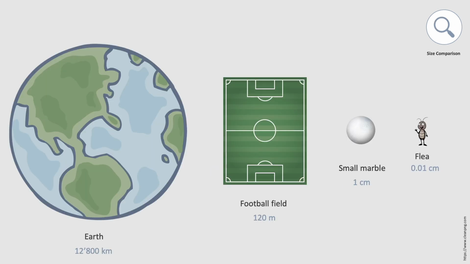This will help you understand how small an atom and all its subatomic particles truly are. Let's take an atom and blow it up to the size of our Earth. That means our atom would now have a diameter of 12,800 kilometers. In comparison, the nucleus's diameter would be the length of a football field, so about 120 meters long.